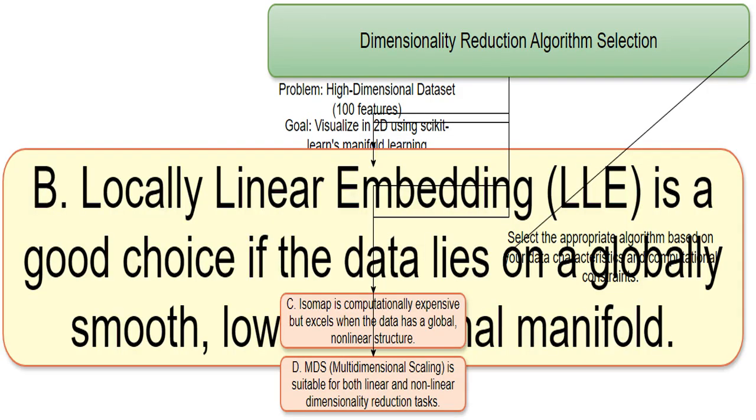LLE is good when the data is locally linear. That means each tiny part of the data looks like a straight line. However, the entire dataset doesn't have to be perfectly linear.